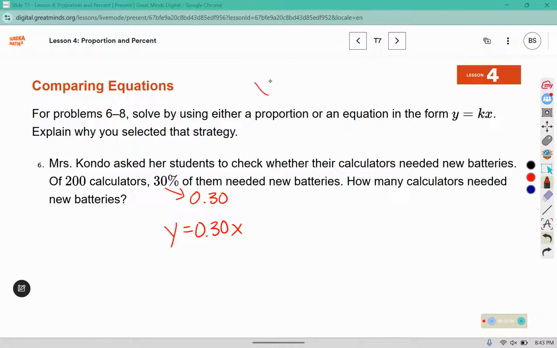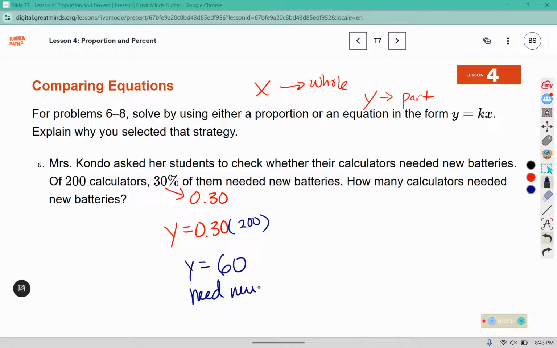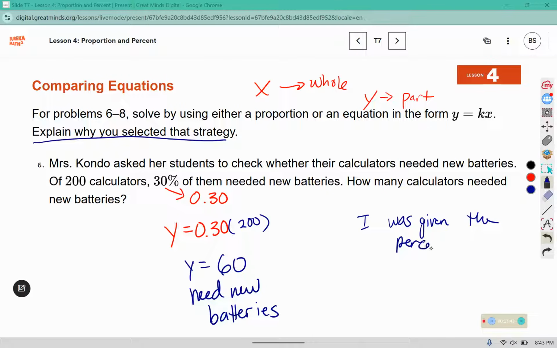There were 200 calculators. Remember, x is the whole and y is the part. So there were 200 calculators in all. 0.3 times 200 is 60 that need new batteries. It asks us to explain why we selected that strategy. I selected this strategy because I was given the rate. And for me, changing it to a decimal and doing one multiplication is easier than writing two fractions and having to cross multiply and divide.